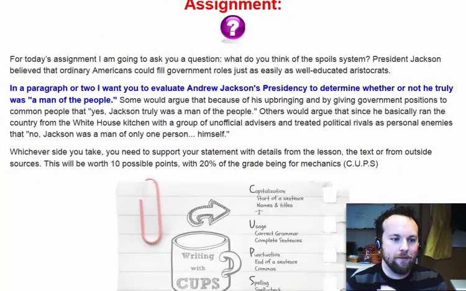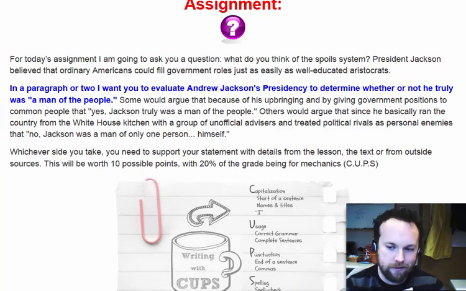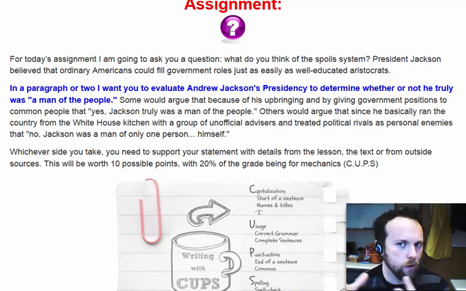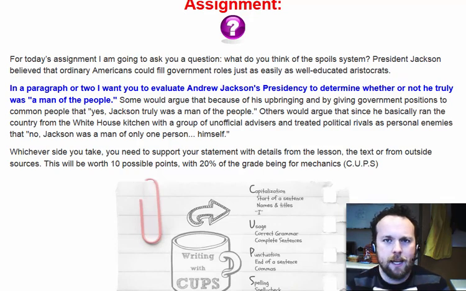Which brings us to everybody's favorite part of the day, our assignment. So, for today's assignment, I have a couple questions I want you to think about. First off, what do you think of the spoils system? Do you think it's a good idea to reward your supporters, or should you try and keep people in their jobs that are experienced? It's up to you.